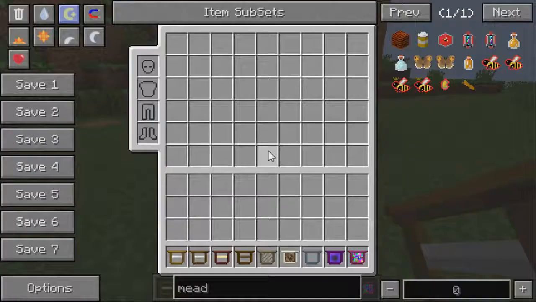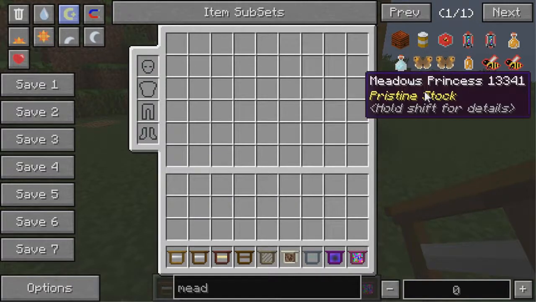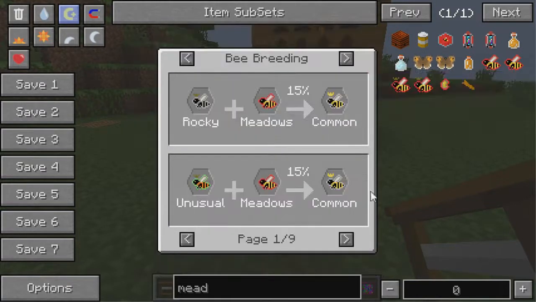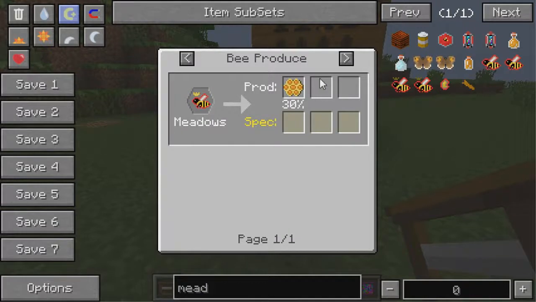Next we have the item probability, and this is where NEI is really handy. When we go and press U over our bee, we can see exactly what it's going to make. And it's a 30% chance of it making a honeycomb. And if you're good at math, you would know that 30% is also 0.3.